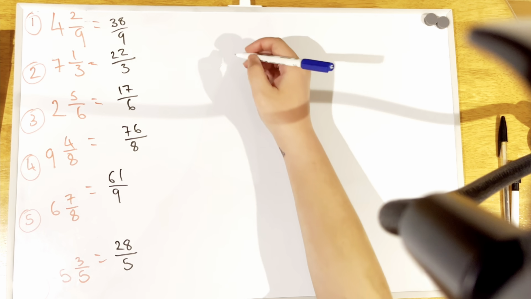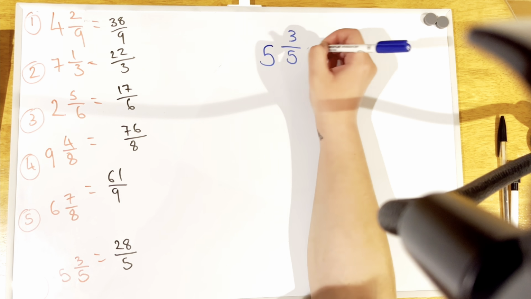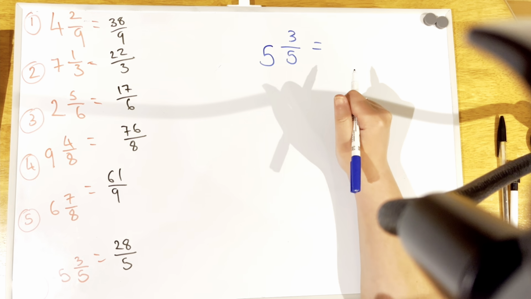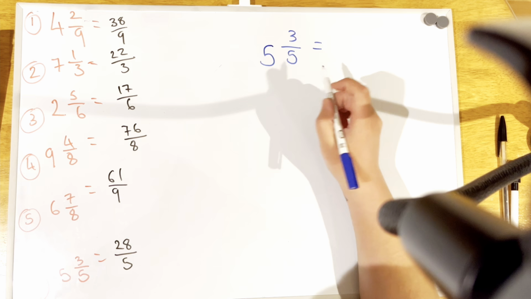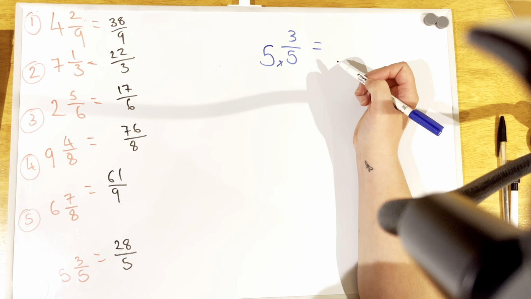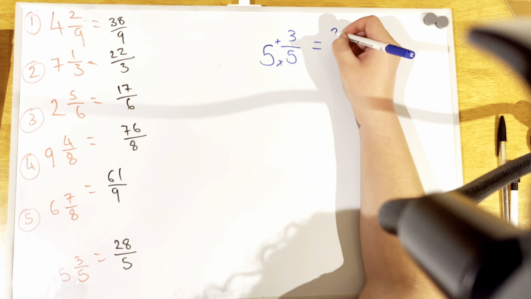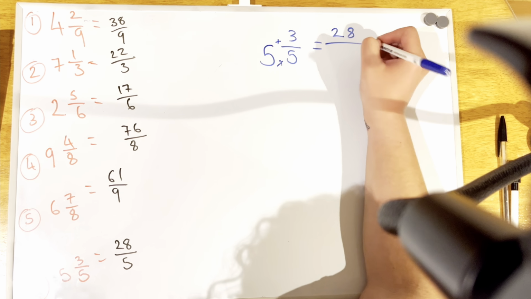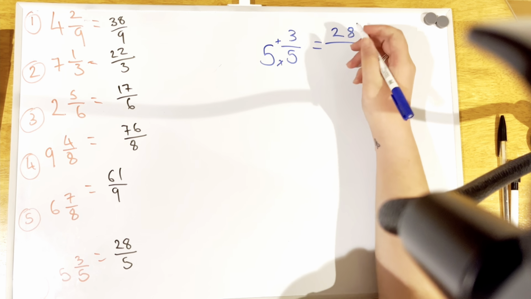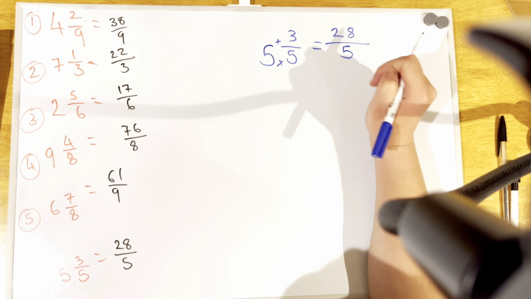Let's try number 6. 5 and 3/5. And I want that into an improper fraction. 5 times 5 is 25. Plus 3 is 28. And carry our denominator over, 5. So it's 28/5.